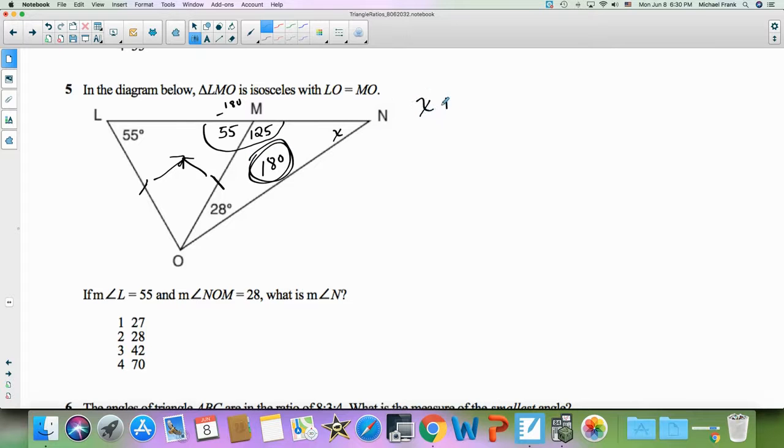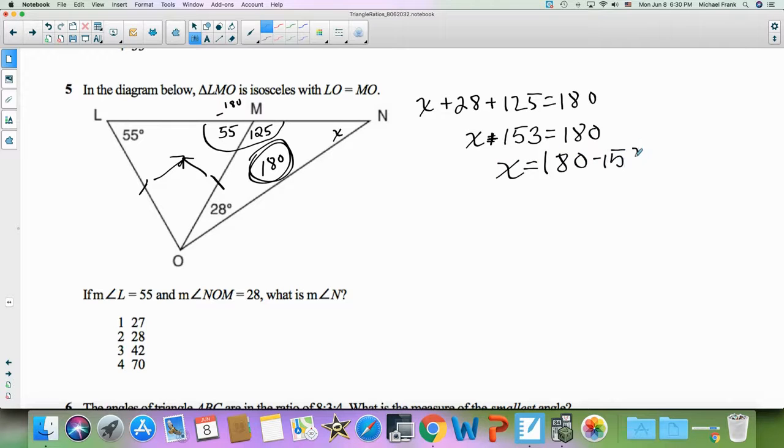Now we have three angles in a triangle that all have to add up to 180. So you have x plus 28 plus 125 is equal to 180. x plus 153 is equal to 180. x is equal to 180 minus 153. x is going to be equal to 27 degrees. There.